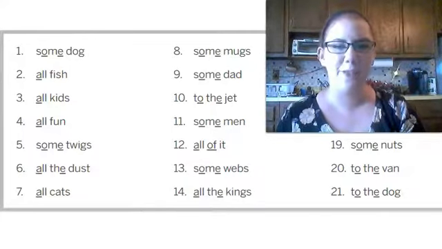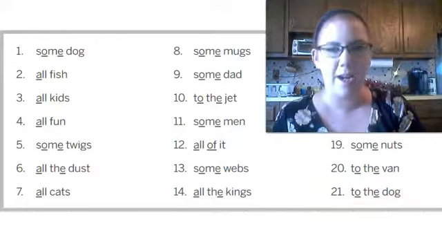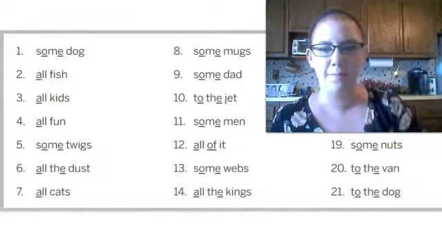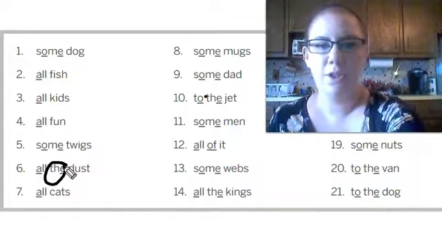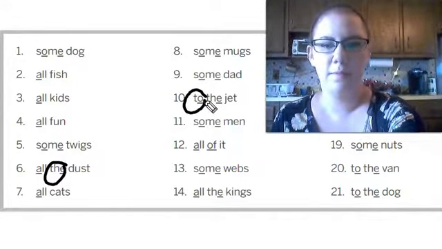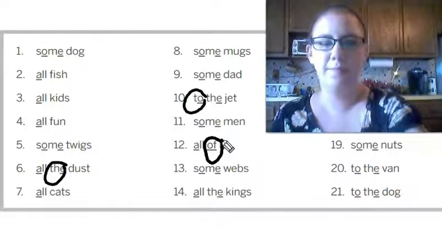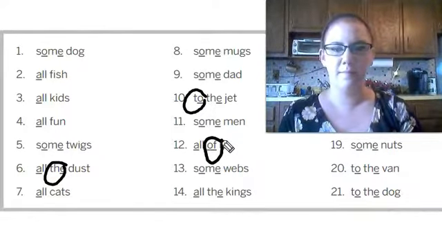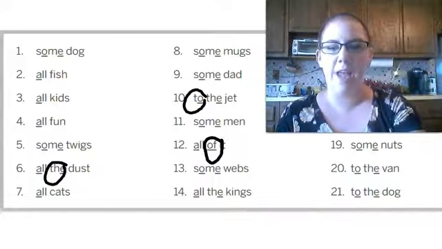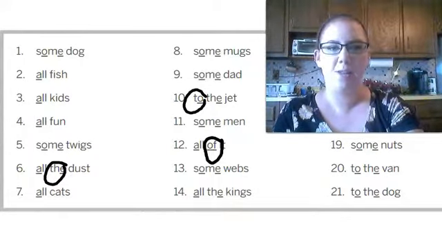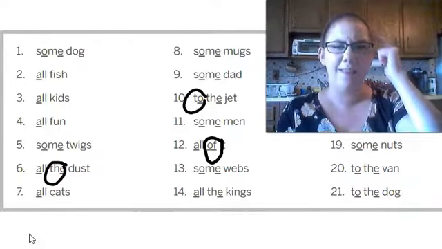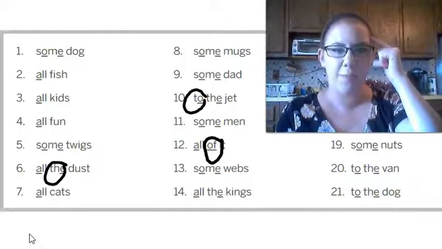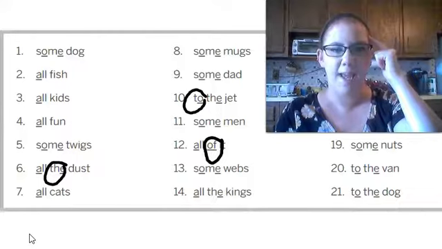Did you notice they threw some other tricky words in there? Not just some and all. I saw the, to, of. It's really good to be able to recognize tricky words because then when you come across them, you know that this word is going to try to trick me, so I need to remember how to say it.